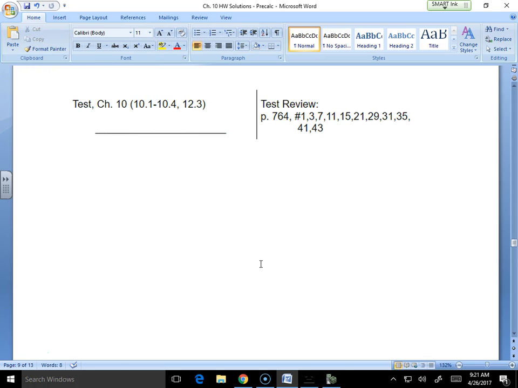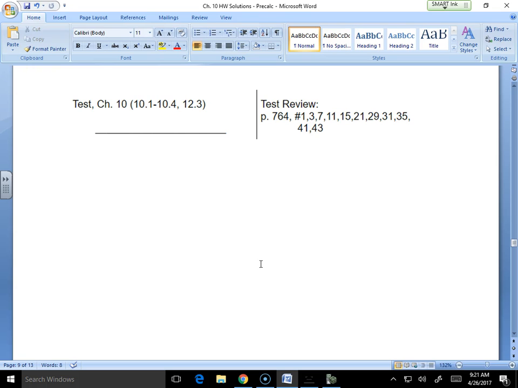y minus k squared. No, we said, but the square's on this side though, right? And the 4p is over here. Or, what's the other way this formula can be oriented? The other way it could be is x minus h squared equals 4p times y minus k.